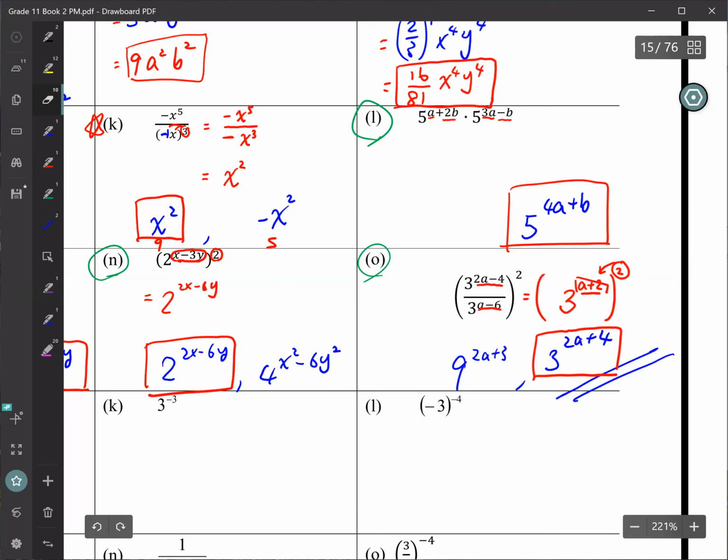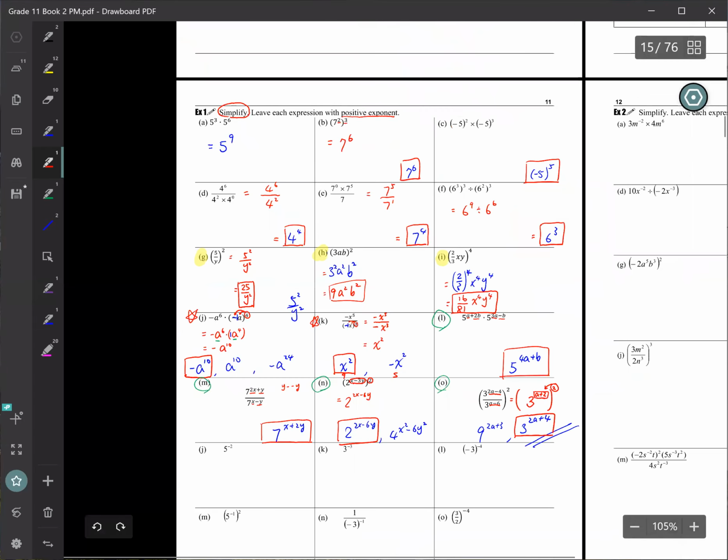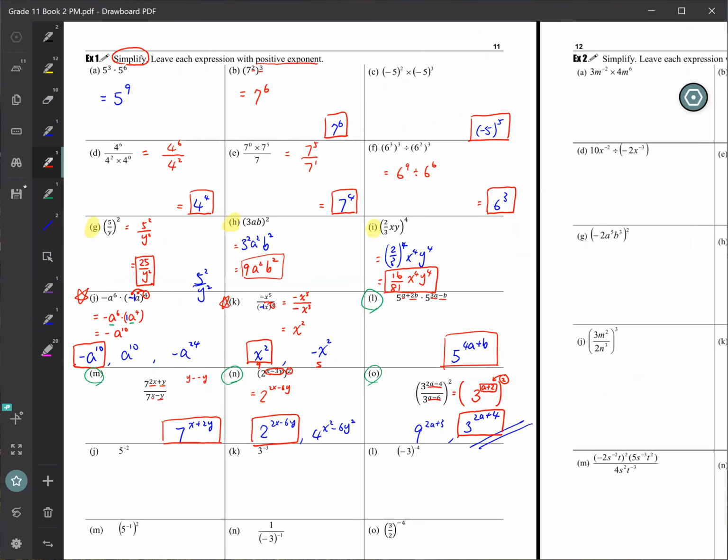Okay, so that's all, right? So we will review the negative exponent after the break. Okay, so if you have any question about these questions, let me know, and I'll see you at 2:45.